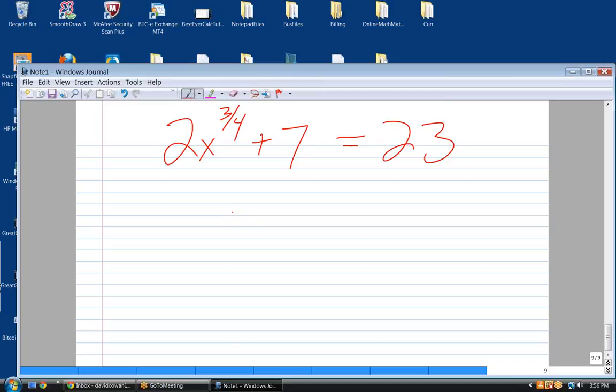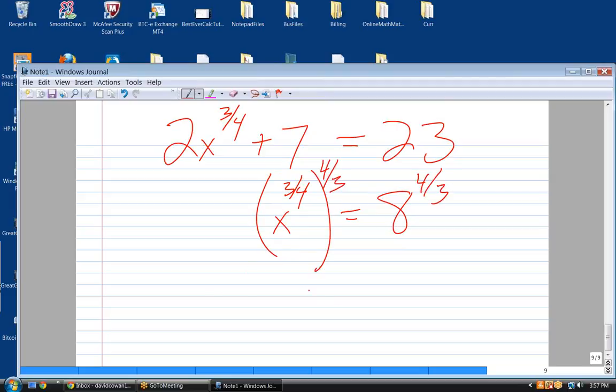The first step would be to subtract 7. Then you would get 2x to the 3/4 is equal to 16. Okay, x to the 3/4 equals 8. And then exponentiate to 4 over 3. That's the key step right there.